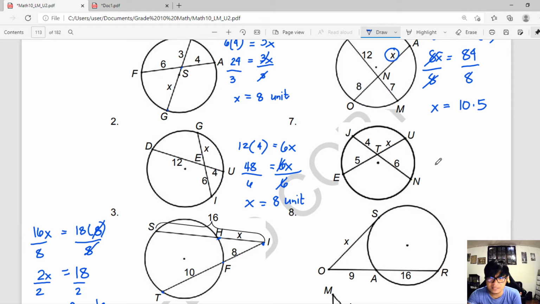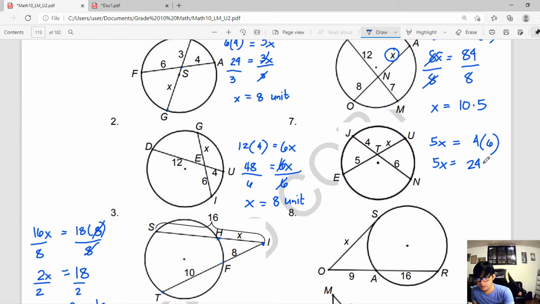Number 7 is also the same. Two chords intersect. So we have 5 times x is equal to 4 times 6. That is 5x is equal to 24. Divide both sides by 5. So we have 24 divided by 5, which is 4.8. So x is equal to 4.8.